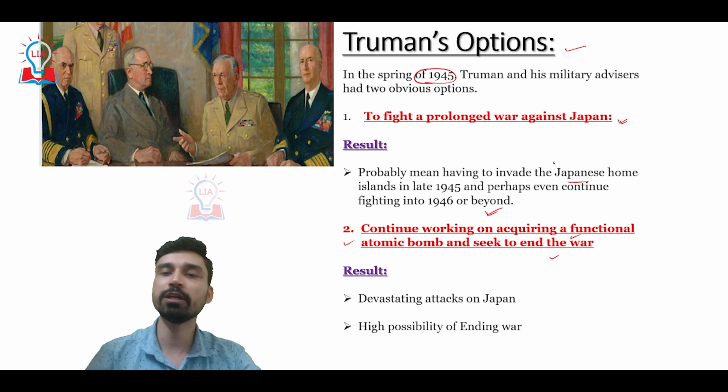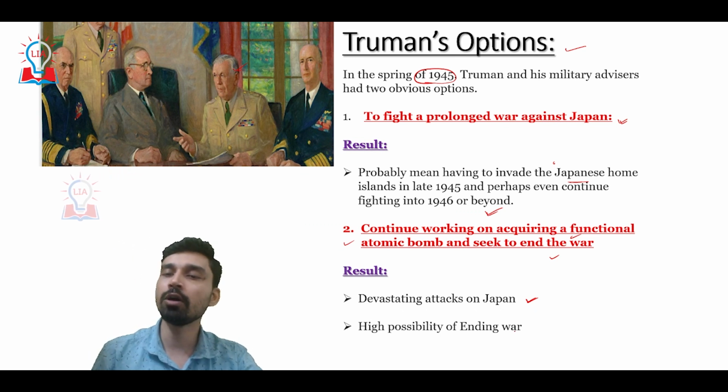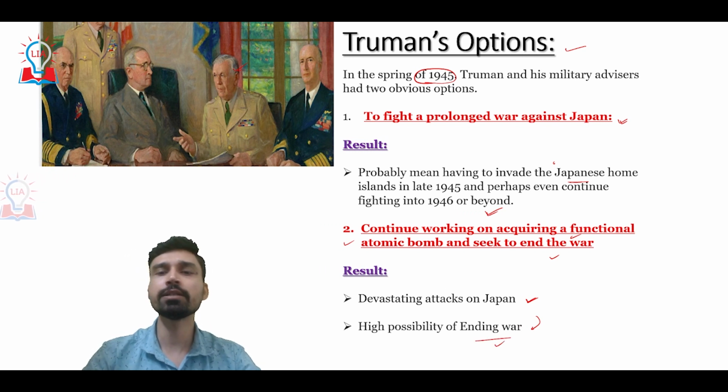And the result obviously will be much more devastating, because such attacks, if carried out in any city of Japan, will cause a lot of human casualties, especially civilian casualties. However, on the positive end, there is a high possibility of the war ending once this kind of atomic weapon was used.